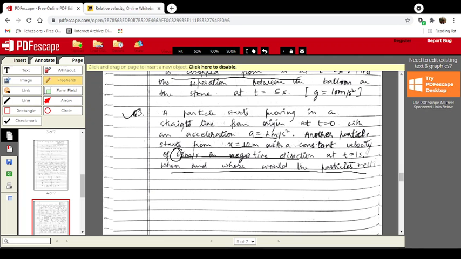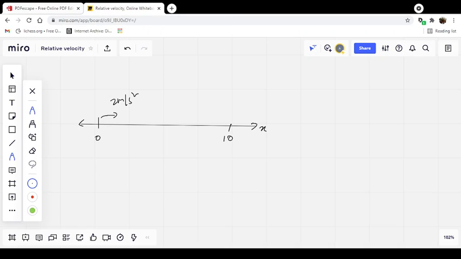Another particle is moving in negative x direction at t equal to 1 second. So it starts moving in negative x direction at t equal to 1 second with a velocity of 6 meters per second. So where would the particles meet?